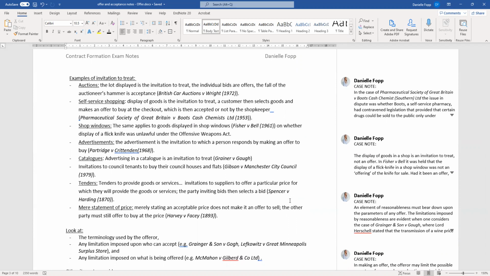How I like students to lay out their exam notes, however, again, it's completely up to you what works for you, is that you have on the left-hand side different types of situations. So we have shop windows, we have self-service shopping, auctions. And this way, if in your problem question you have something in a shop window or something in an auction or someone giving a mere statement of price, you can go, oh, I remember that from my notes. Quickly scroll to this page and see what it says. It's a clear way of laying it out.